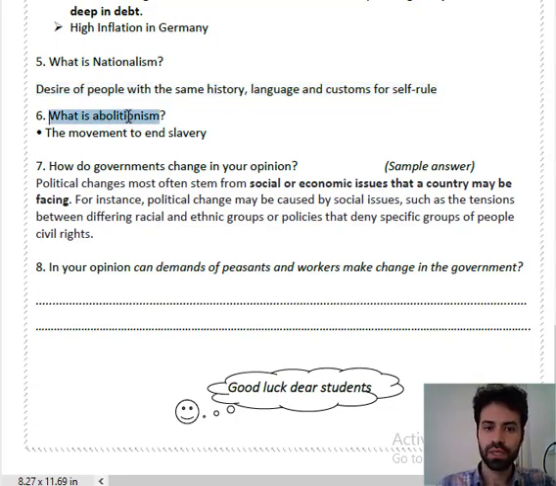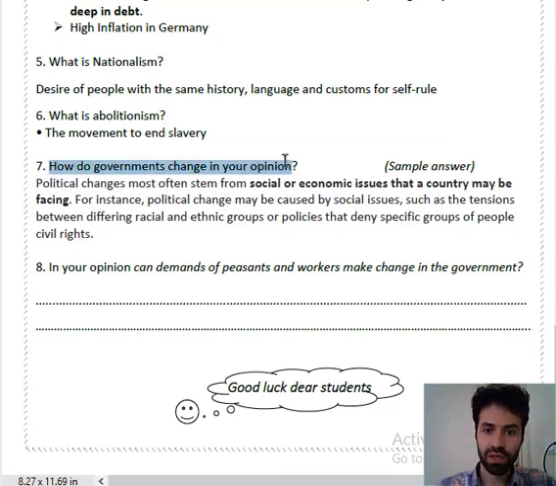Question number 6, what is abolitionism? So basically, abolish means to stop something. Abolish means to end or stop something, but abolitionism refers to ending or stopping slavery in the United States. At that time, we had a lot of slavery, so abolitionism is the word for a movement to end the slavery at that time.